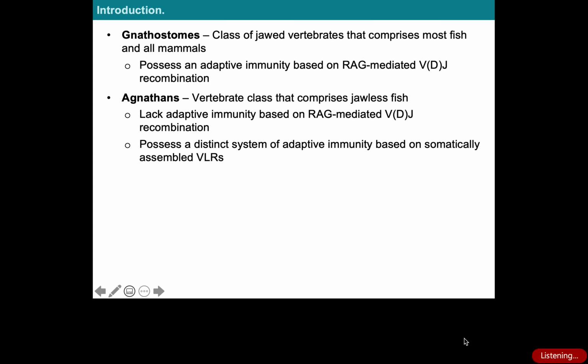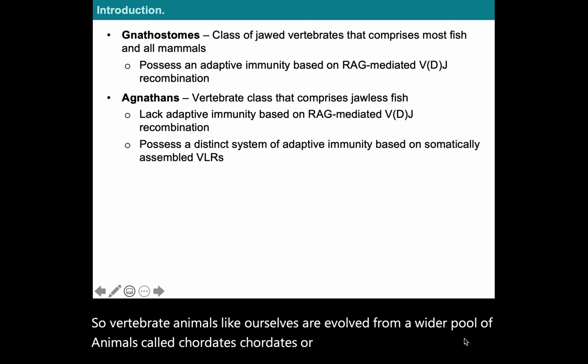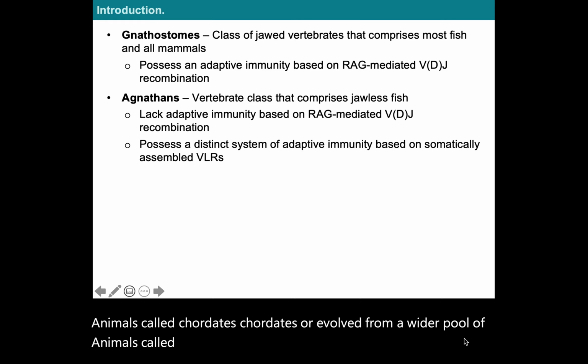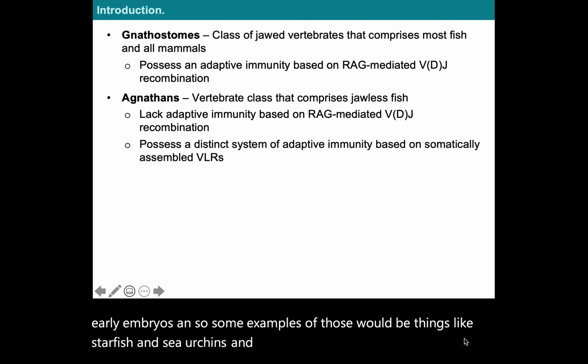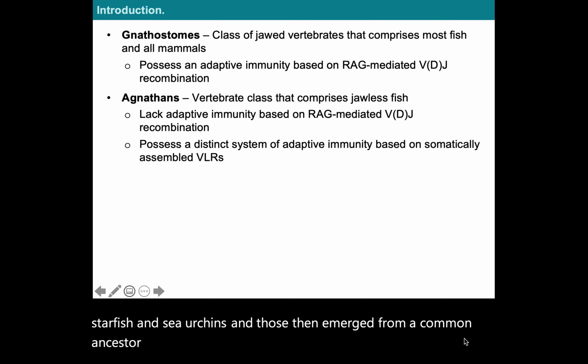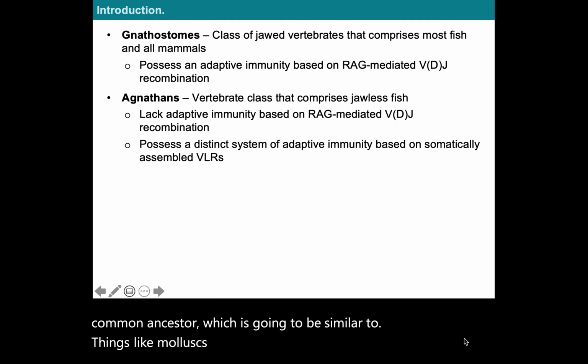Okay, last section on the evolution of our immune system. So, vertebrate animals like ourselves evolved from a wider pool of animals called chordates. Chordates evolved from a wider pool of animals called deuterostomes, based on the way that they make their early embryos. Some examples of those would be things like starfish and sea urchins. And those then emerge from a common ancestor, which is going to be similar to things like mollusks and arthropods, which are going to be stuff like insects and crustaceans, and all the other kinds of animals.